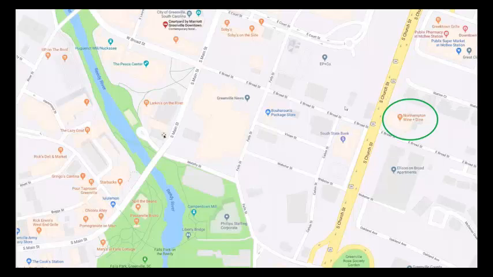Now, the downtown Greenville area where all of the restaurants are, where people frequent by walking around, is here next to the downtown Falls Park on the Reedy.